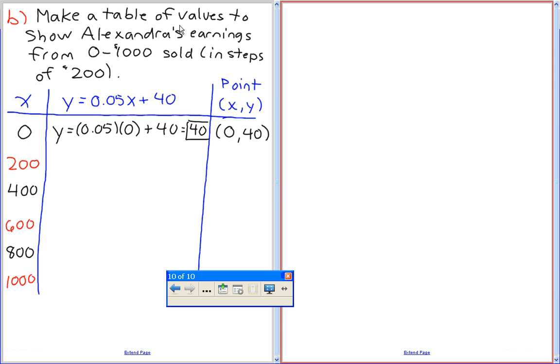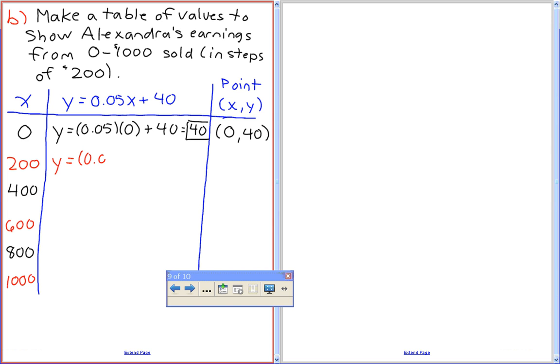For this one, it's going to be y equals 0.05 times 200 plus 40, which should be 50, I think. So that's 200 comma 50. Now notice what I said before: leave a lot of room in the middle for your rough work. On the right will just be a neat little point, on the left will just be a neat little point, and in the middle are all the steps. So leave lots of room.